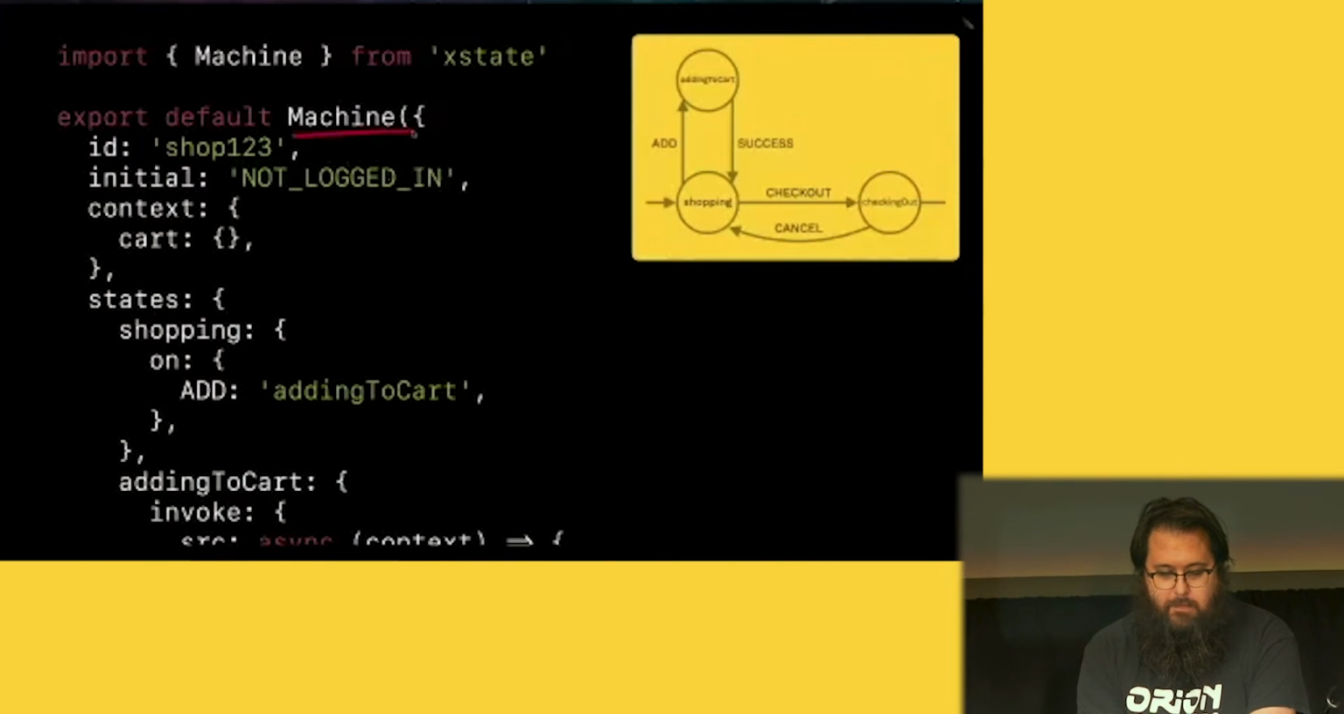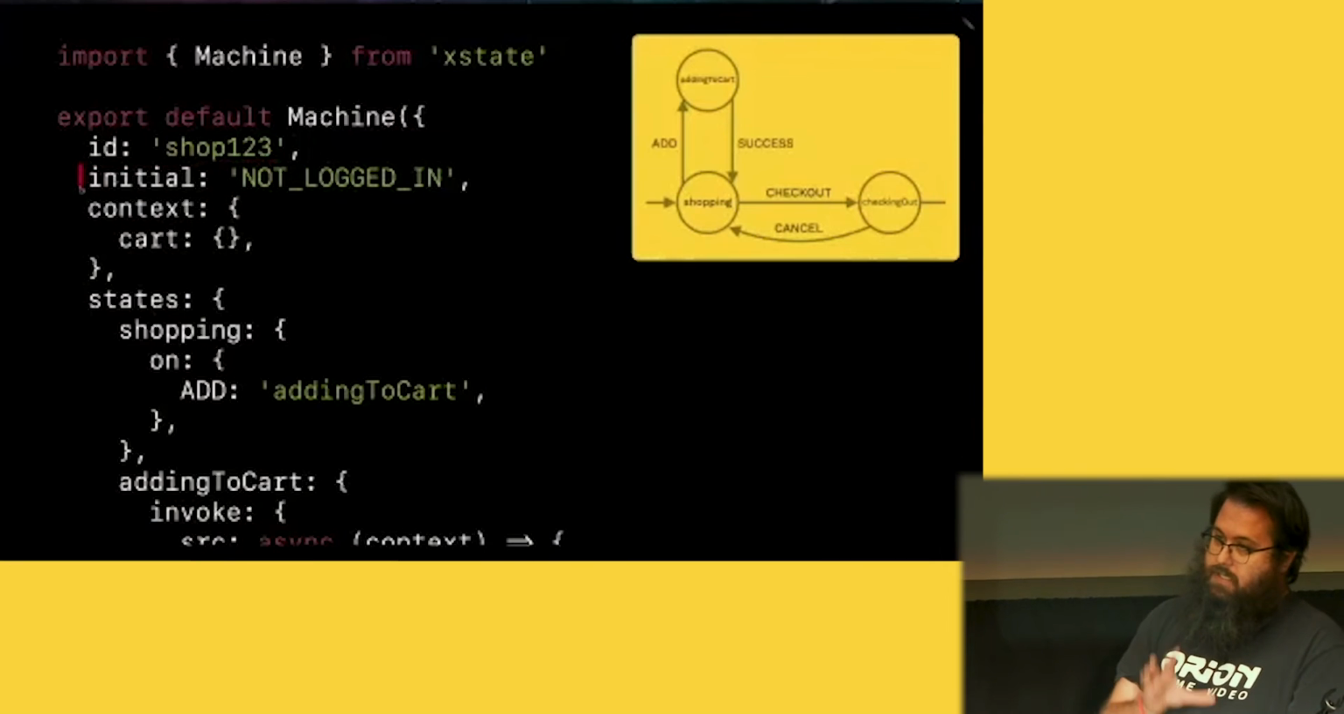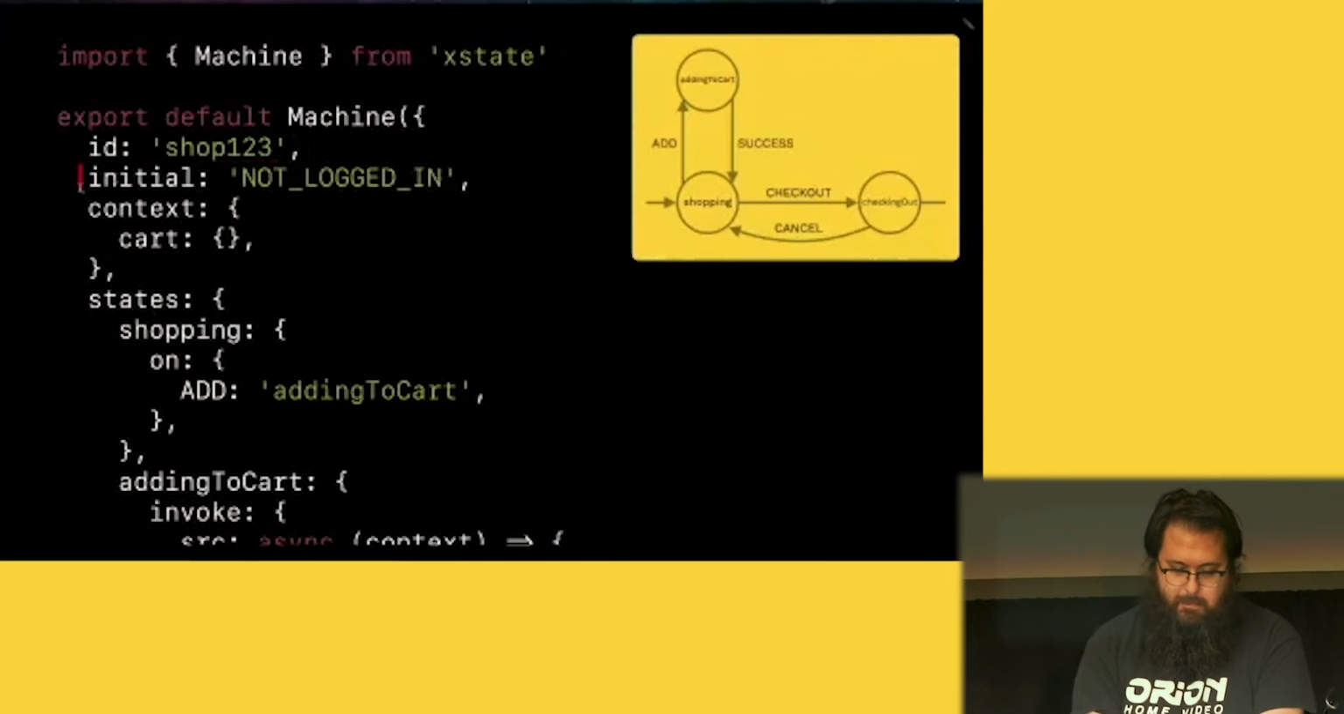We have a machine here. We need to give our machine an ID. And then we can define an initial state. That's where we start. So as you can imagine, we start at this not logged in state. And then we have this object here, which is context.